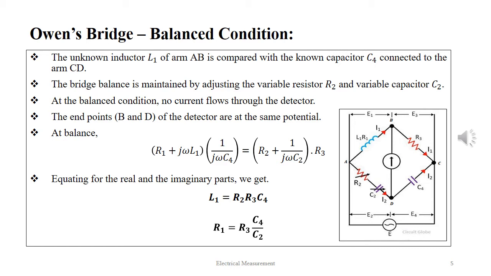At the balanced condition, no current flows through the detector. The end points, that is B and D of the detector, are at the same potential. At balanced condition, we get (R1 + jωL1) × (1/jωC4) = (R2 + 1/jωC2) × R3. Equating the real and the imaginary parts, we get L1 = R2 R3 C4 and R1 = R3 × C4/C2.